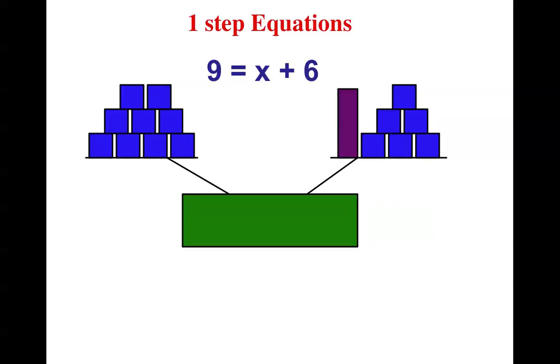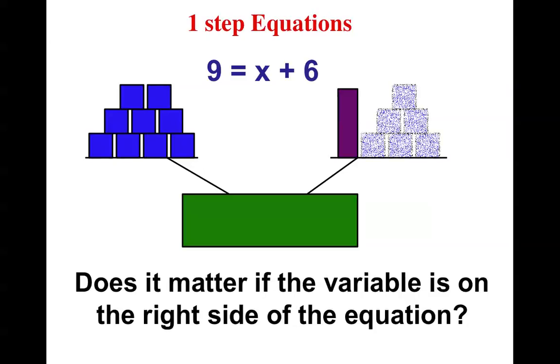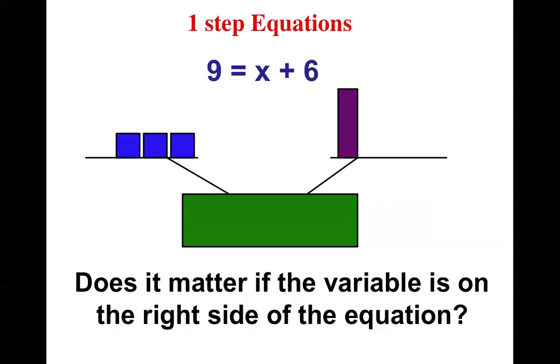Well, if you understand the picture, you'll notice to isolate the variable, we need to subtract the 6. And so, if I take the 6 away from this side, I have to take the 6 away from this side. That keeps it balanced. So even though we move the variable from the left side to the right side, we still take 6 away from both sides. And x would still equal 3.